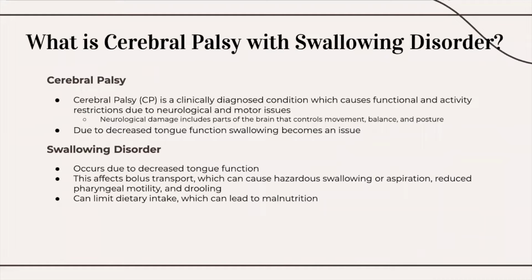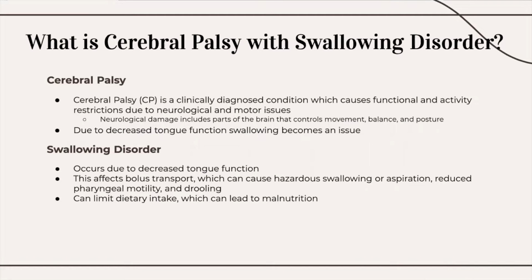So what is cerebral palsy with swallowing disorder? Well, to start off with, cerebral palsy is typically diagnosed in early childhood and continues throughout one's life. CP is a clinically diagnosed condition which causes functional and activity restrictions due to neurological and motor issues. The neurological damage includes parts of the brain that control movement, balance, and posture. And then due to the decreased tongue function is when swallowing becomes an issue.